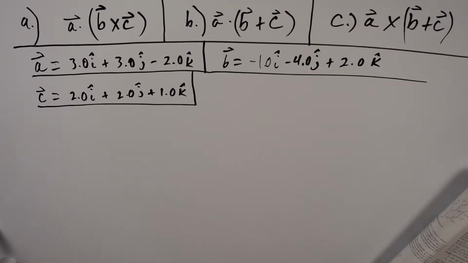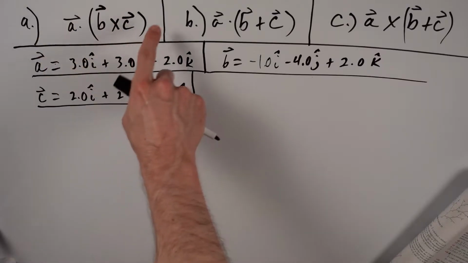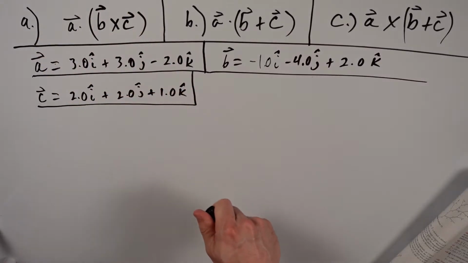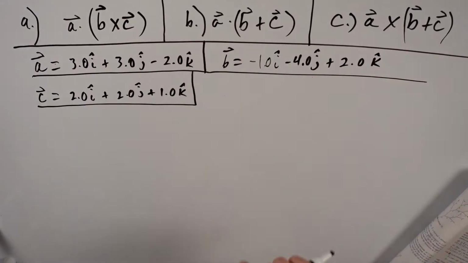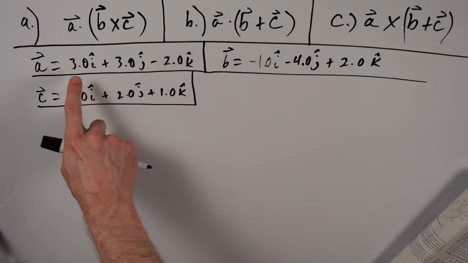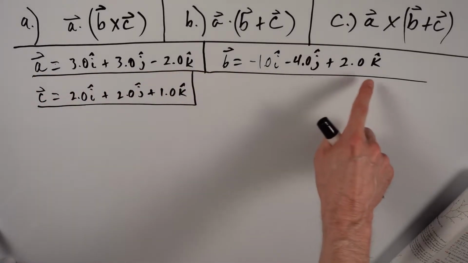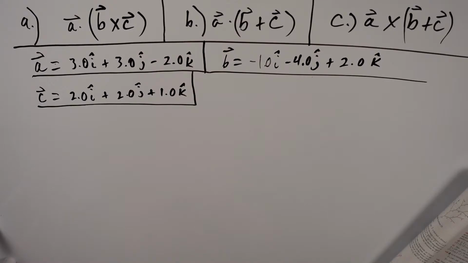Okay, here is problem 37. I have laid out what the book gives us already. So you're given that you want to solve for these three mathematical operations, A, B, and C. So it's a three-part question. And then we're given these vectors, A vector, B vector, C vector.